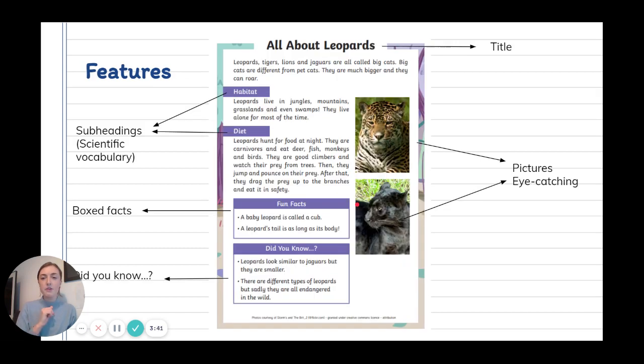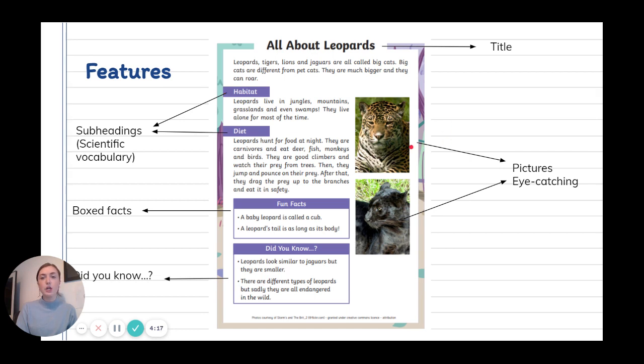So going back to the leopard fact file, these are the features that a fact file must have. The first thing is a title. So the title clearly tells us what the fact file is about. The next thing is subheadings. These subheadings tell us what the facts underneath it are about. So yesterday, when we grouped our facts into 4 boxes, they would become our subheadings. Subheadings usually contain scientific vocabulary. So rather than saying the word lives, we use our fancy science word habitat.